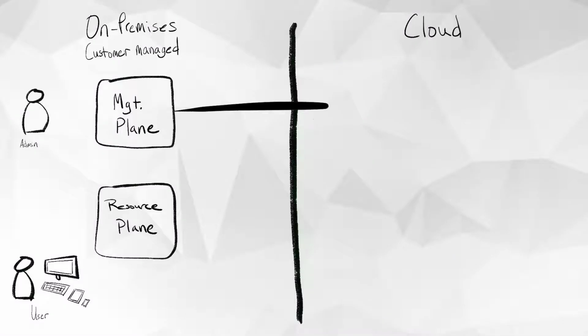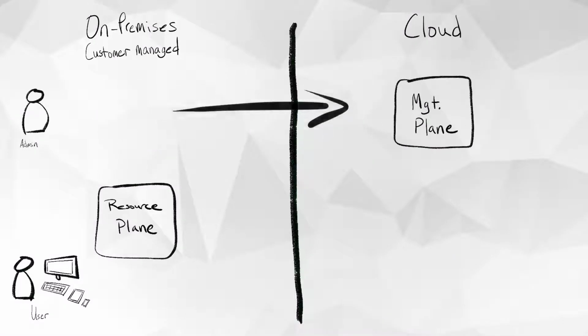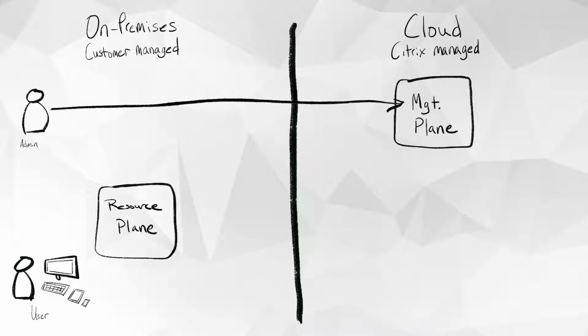Essentially, this is moving the management plane to the Citrix maintained cloud. Administrators can manage their environment as they always have, but without the burden of maintaining and upgrading the management plane and all the services that go with it. And users can still seamlessly connect to their desktops, apps, and data resources.